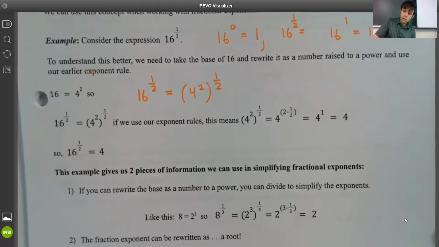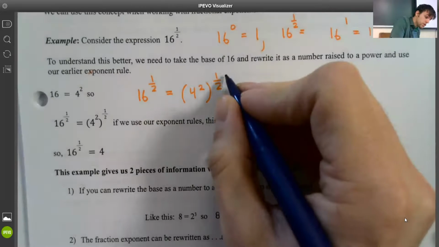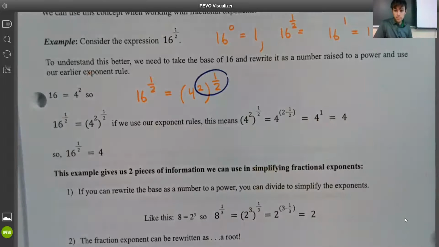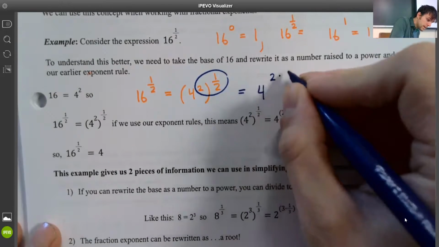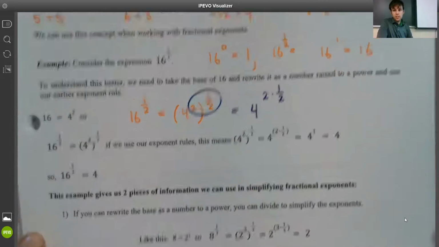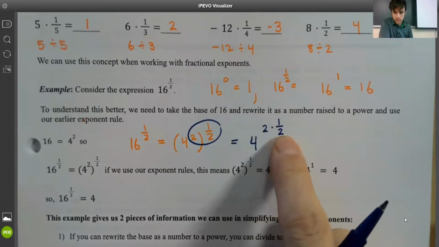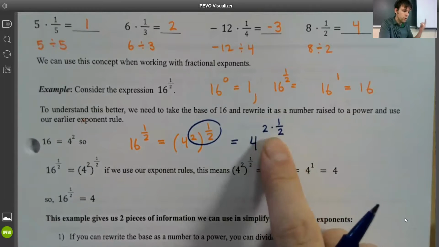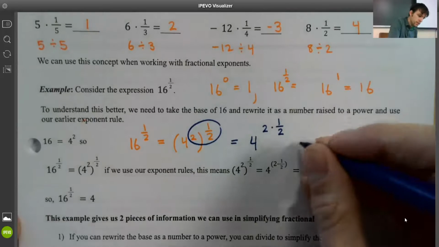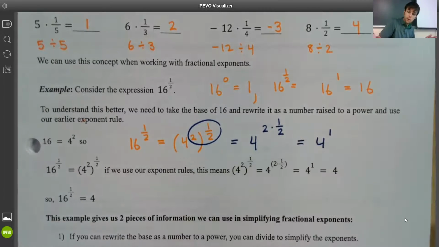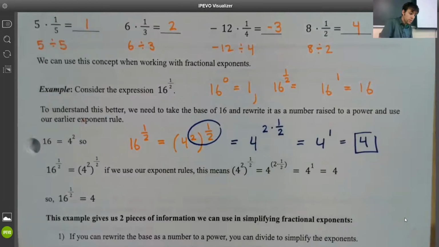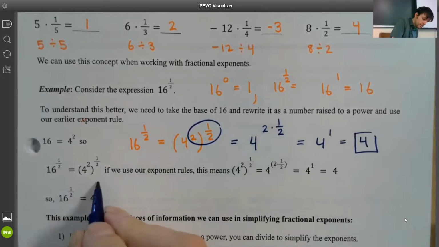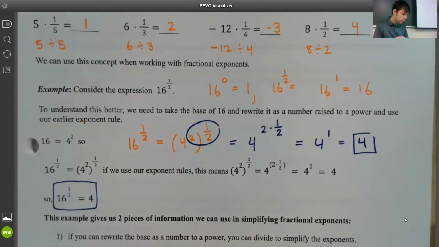And now what you notice here is we have a situation where we can apply that product property of exponents, what we kind of started off with before, right? We're supposed to multiply these exponents together. We're supposed to do 4 to the 2 times 1/2. What happens when you multiply by a unit fraction like this? It's the same thing as dividing. We're doing 2 divided by 2, which is 1. So this is the same thing as 4 to the first power, or simply 4. So what we're saying is 16 to the 1/2 power is 4.